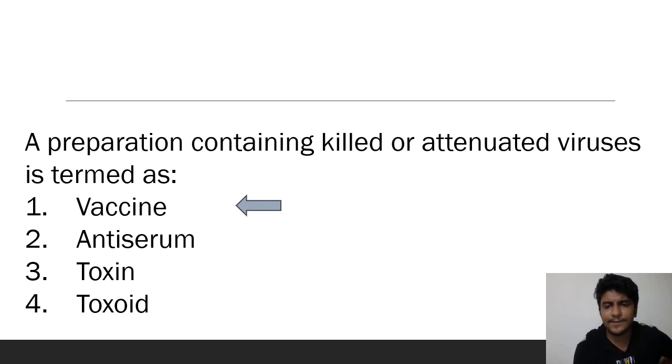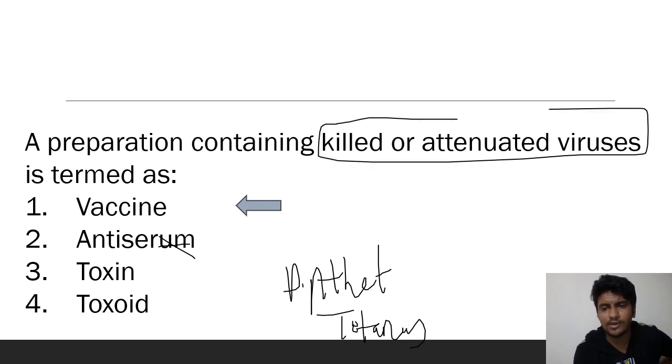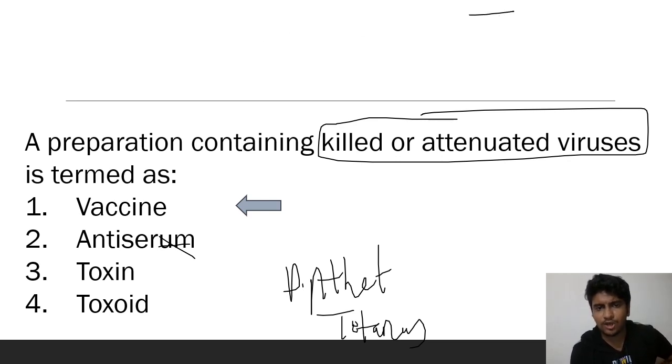Next up, a preparation containing a killed or attenuated vaccine is termed as. So here the answer is vaccine, because your toxoids, your diphtheria toxoid, your tetanus, these are obtained from horse serum. Antiserum couldn't be an answer because it is not containing killed or attenuated virus. So how can we even consider toxins? No. Do we administer toxins? We administer botulinum toxin, of course, but it is Botox. We call it Botox injections, but that is a separate thing. Toxoids? No. So the answer has to be vaccines.